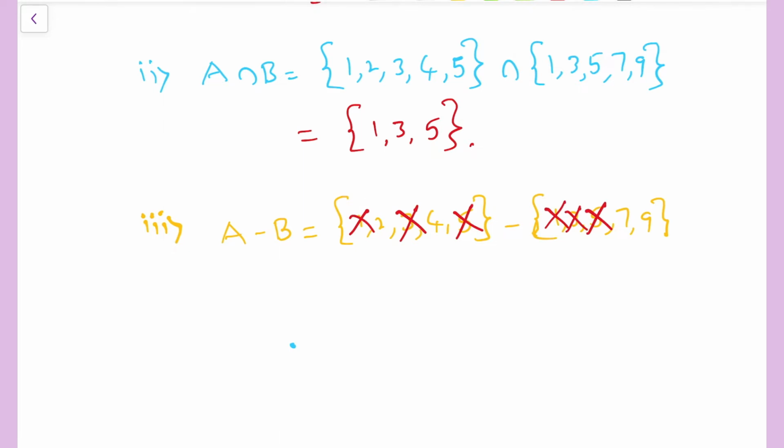Now we are finding A minus B, right? Only from set A, write the remaining elements. Here 2 is remaining, 4 is remaining, so 2, 4. This is A minus B.